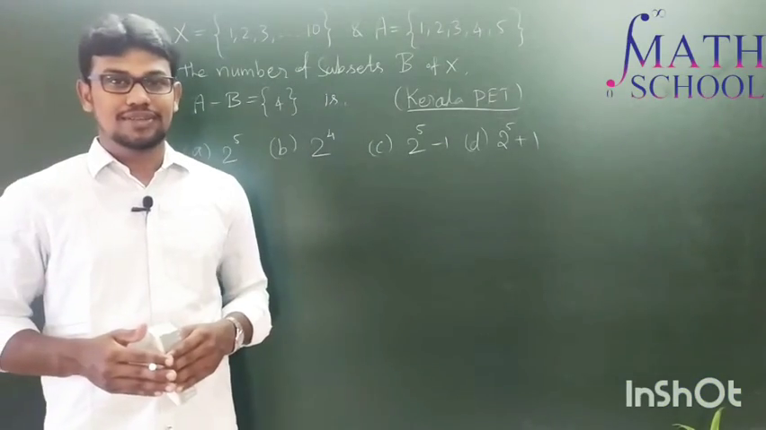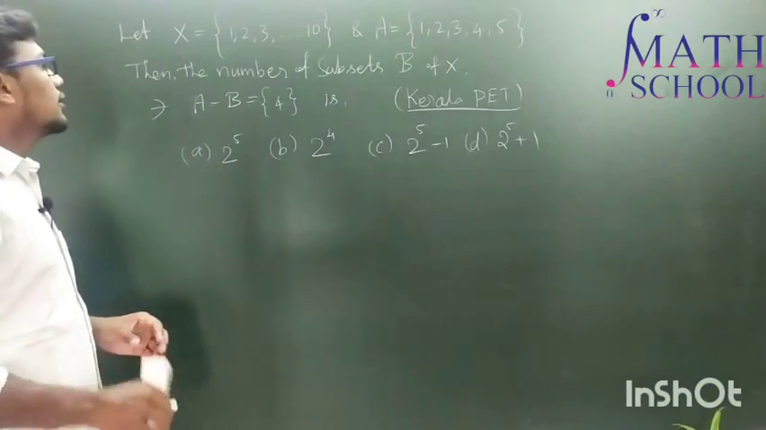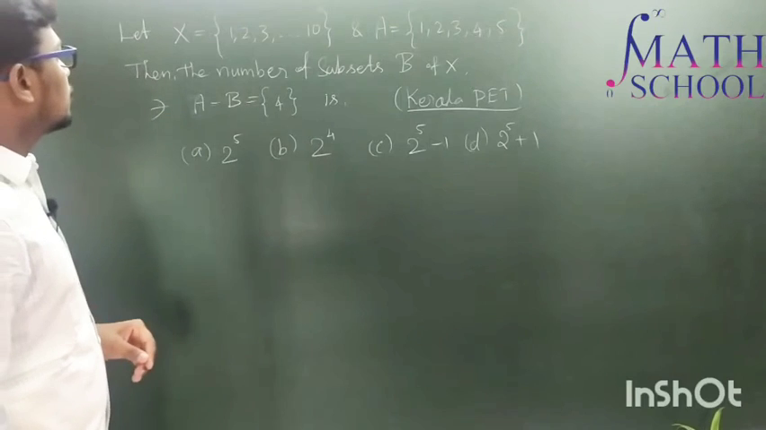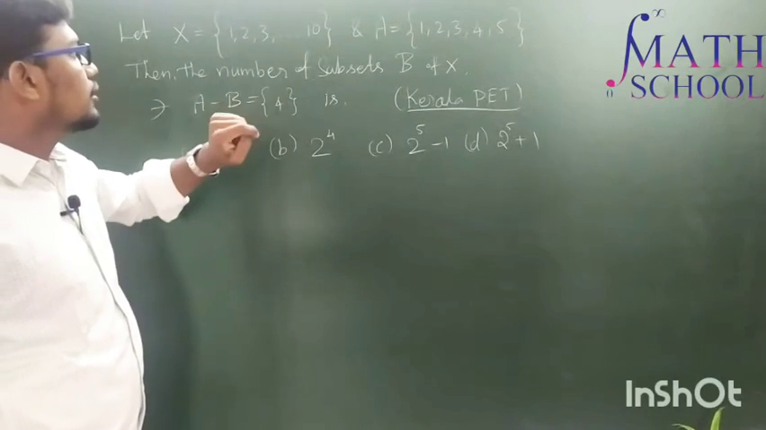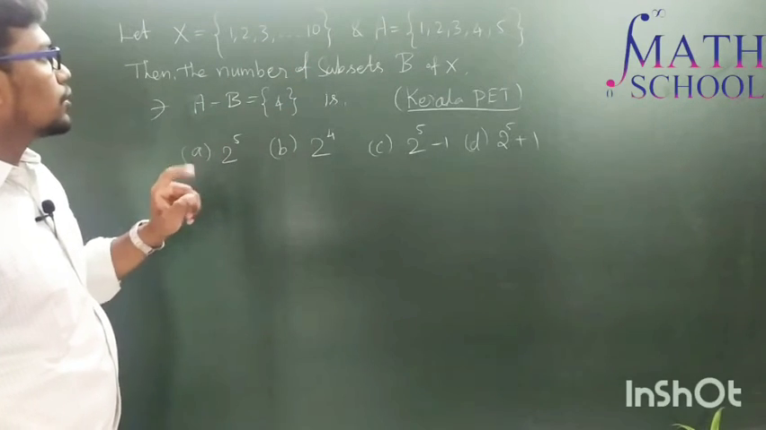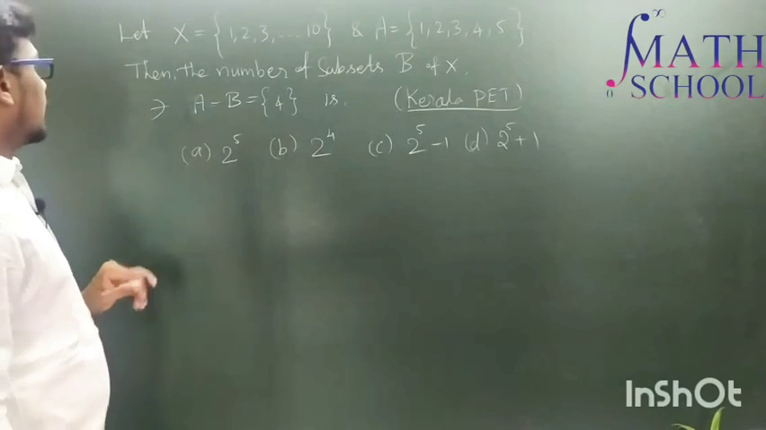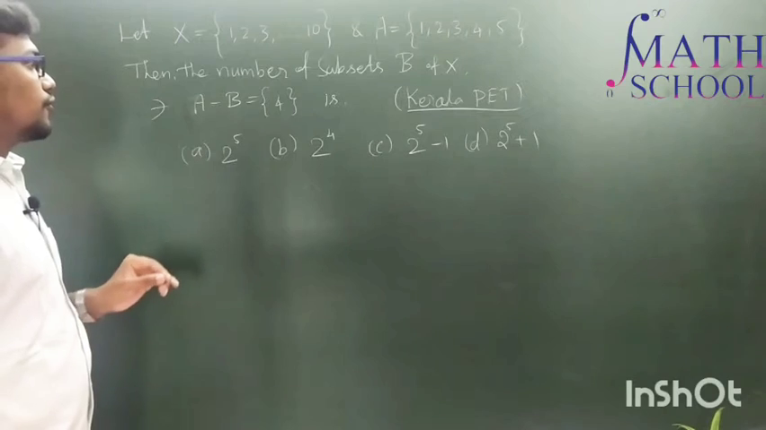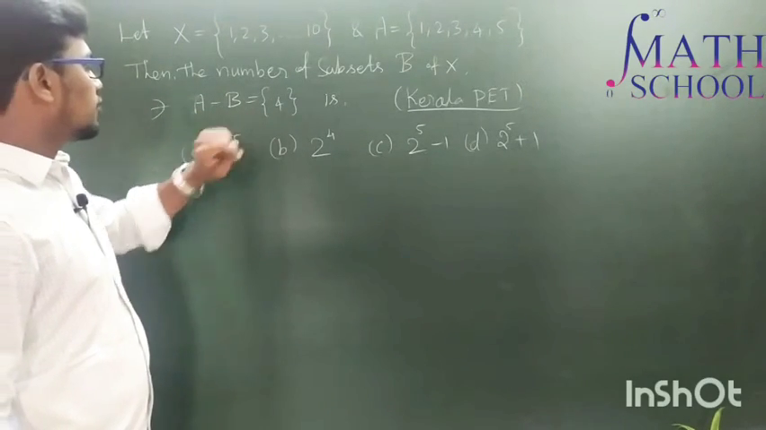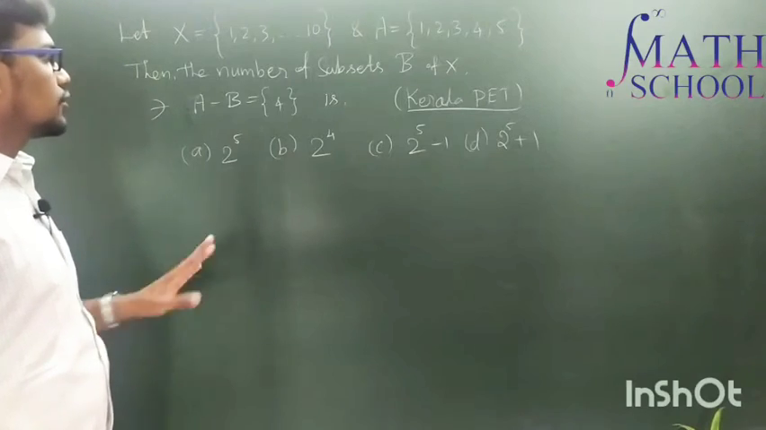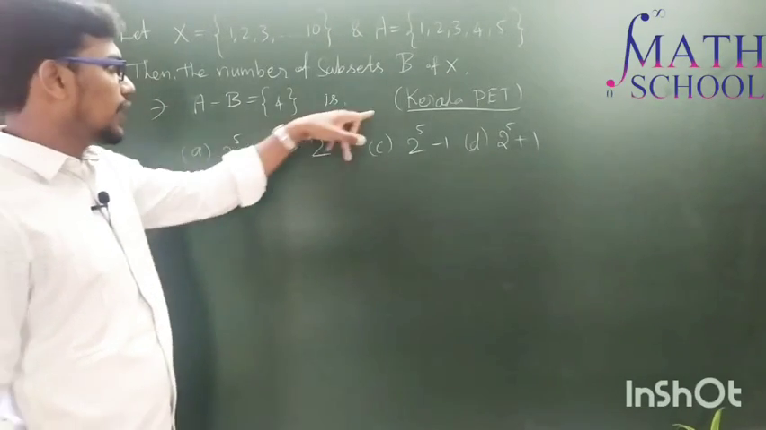Hello everyone. So today's problem is: let X be the set containing the numbers from 1 to 10, and set A equal to {1, 2, 3, 4, 5}. Then the number of subsets B of X such that A minus B is equal to the singleton {4} is what? Options are given. This is a question from the Kerala PET exam.